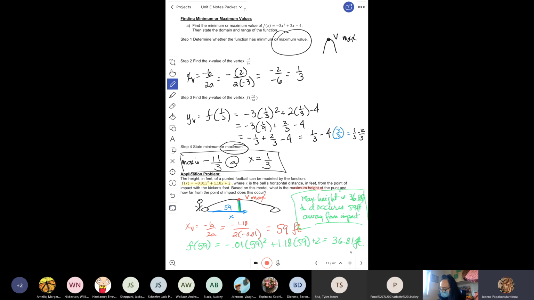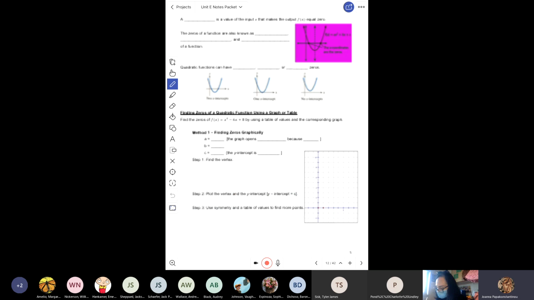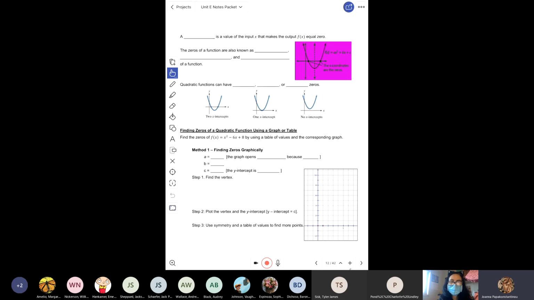Could we figure out where it landed? How many feet away does it land? 59 feet further, yeah. So 59 times 2, right? And then I could substitute that back into the function, and I better get 0, right? Neat stuff you can do with math. All right, so let's move on.